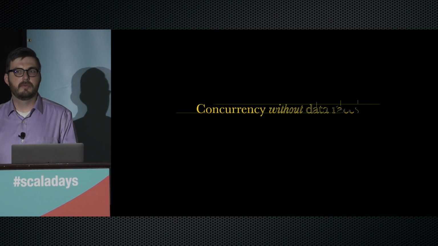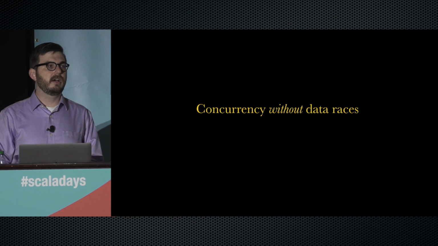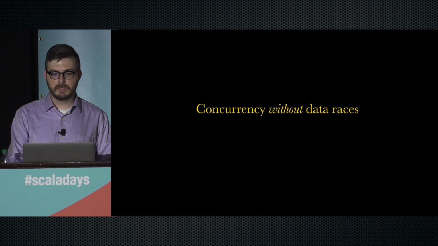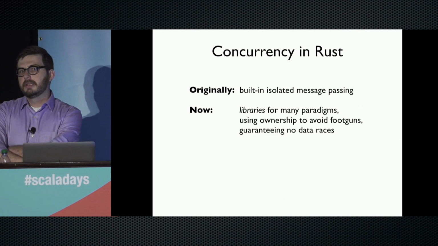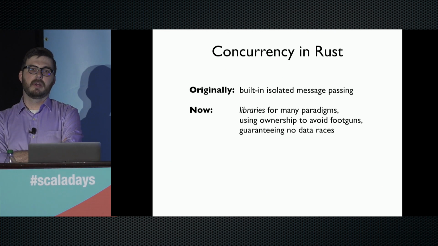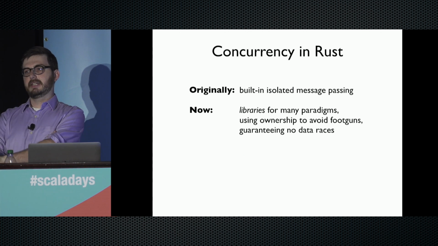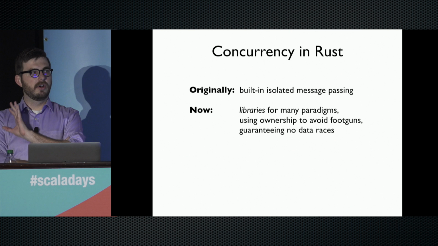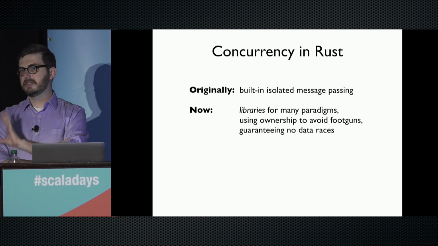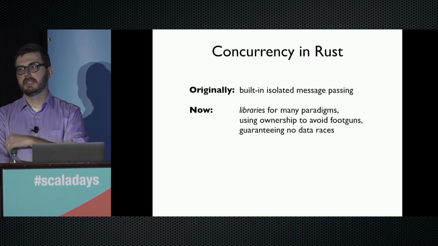Now let's look at one of the other, I think, most unique aspects of Rust, which is confident concurrency, right? So concurrency without data races. Concurrency in Rust has a kind of interesting history. When Rust was first being designed, the idea was to have a very opinionated story for concurrency. Basically, no sharing of state between threads. You would just do isolated message passing.